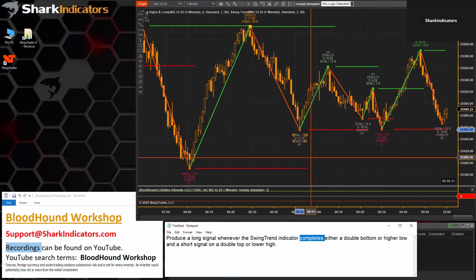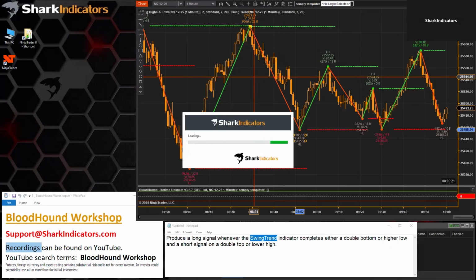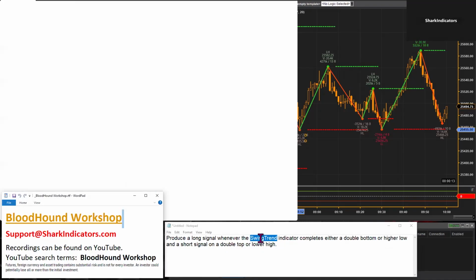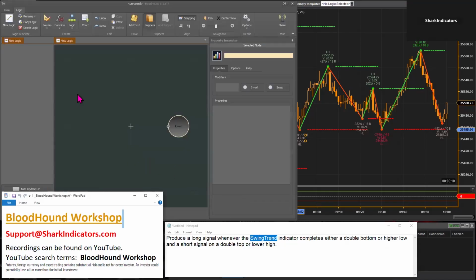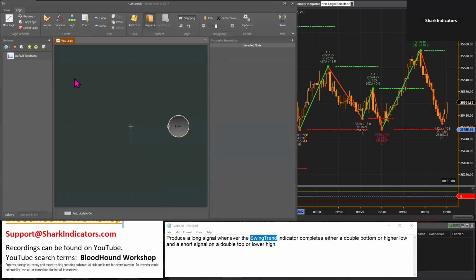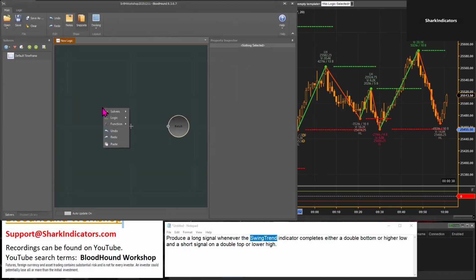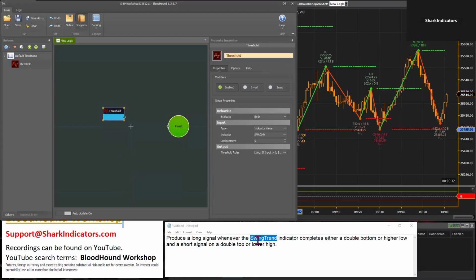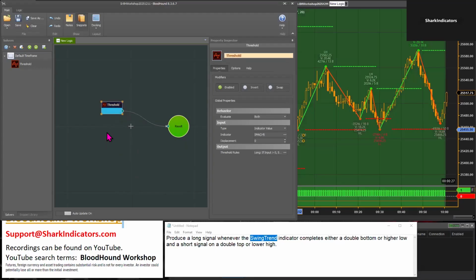A couple of pieces of information you'll need to know is information on the swing trend. I'm going to pull up the documentation in a moment, but first, let's take a look at what data you can get from the swing trend indicator. With BloodHound open here, I'm going to pull up the threshold solver to inspect the swing trend indicator, and I'll go ahead and connect that up.